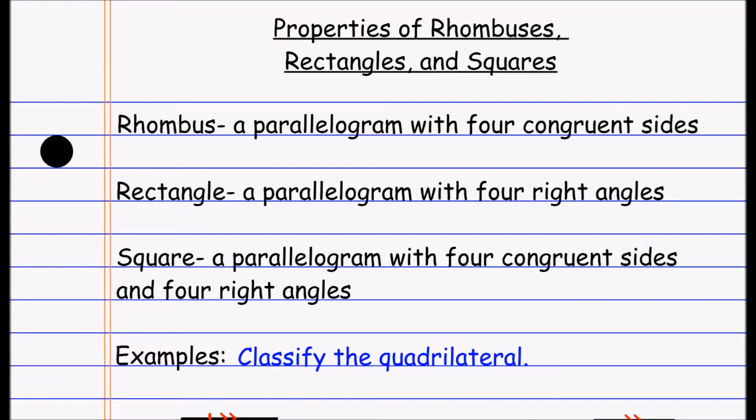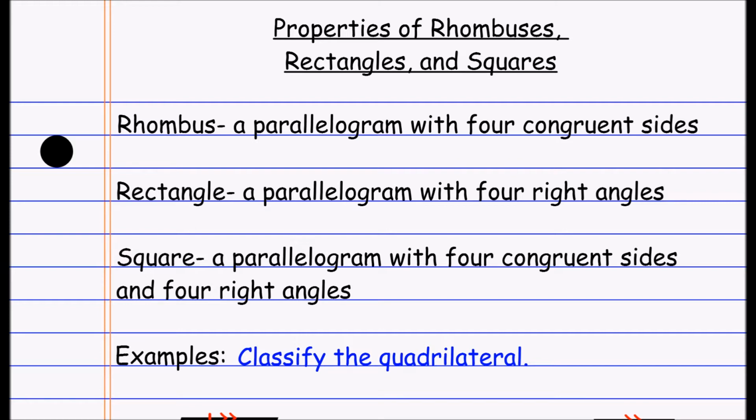Hi there, folks. In this lesson, we're looking at properties of rhombuses, rectangles, and squares. And as you read down through these definitions, there's a common theme here that's really important, and it's the fact that each of these things is really a parallelogram. So a rhombus is defined as a parallelogram with four congruent sides. A rectangle is a parallelogram with four right angles. And a square is a parallelogram with four congruent sides and four right angles, okay?